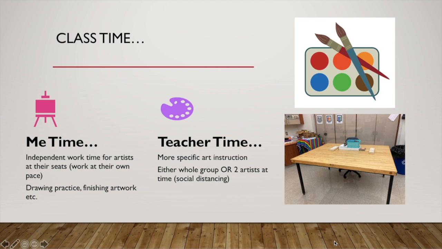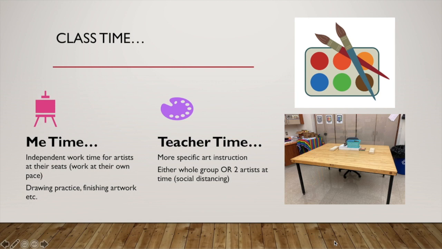During our class time, it's broken up usually into 2 different times. Me time is for students to work independently at their own pace and at their own seat. This could be working on drawing practice that's projected up on the screen or finishing other artwork that we didn't get to finish from a previous class.